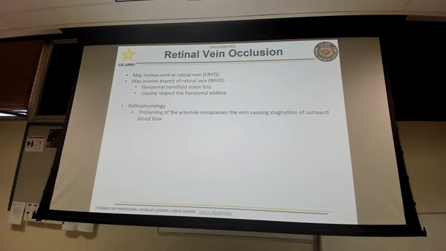So if you can have an occlusion in the arteries, you can also have an occlusion in the veins. And so same thing, instead of a central retinal artery occlusion, you'll have a central retinal vein occlusion and then the branch retinal vein occlusion. This also respects the horizontal midline. And the pathophysiology for this is a thickening of the arteriole, which compresses the vein, causing stagnation of outward blood flow.